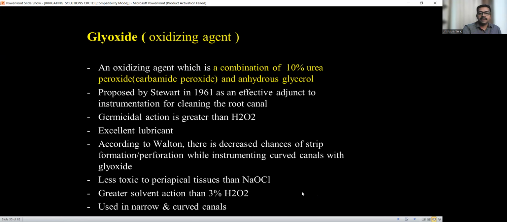Now moving on to the next irrigant, glyoxide, which is also another oxidizing agent.